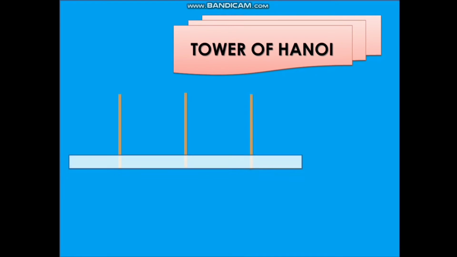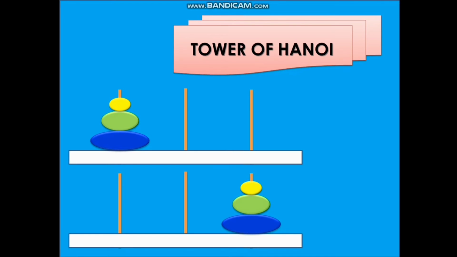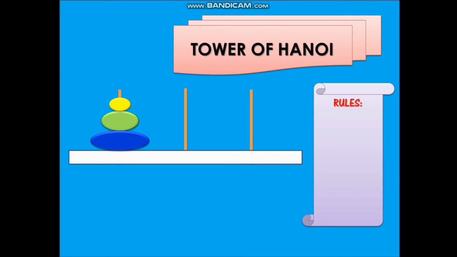It consists of 3 pegs and a number of different sized discs with holes through their centers, which can slide onto any peg. The discs are initially placed on one of the pegs with the largest disc on the bottom and the smallest disc on top, thus making a conical shape. And our goal is to move those discs from the left peg to the right peg. But in order to do that, we have to obey the following rules.